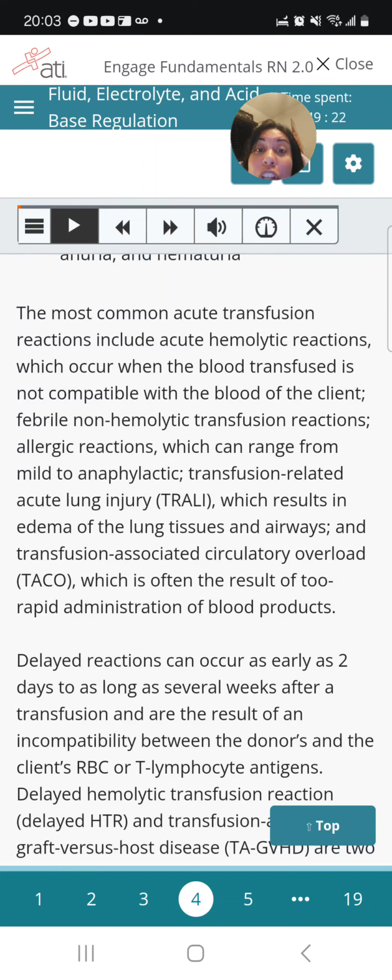The most common acute transfusion reactions include acute hemolytic reactions, which occur when the blood transfusion is not compatible with the blood of the client; febrile non-hemolytic transfusion reactions; allergic reactions, which can range from mild to anaphylactic; transfusion-related acute lung injury, which results in edema of the lung tissues and airways; and transfusion-associated circulatory overload, TACO, which is often the result of too rapid administration of blood products.